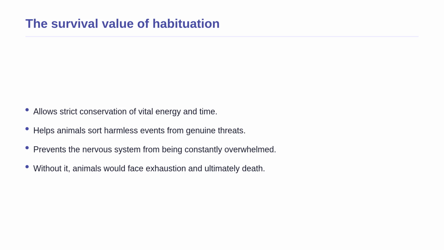Habituation allows animals to efficiently sort harmless, everyday occurrences from genuine threats or opportunities. Without this fundamental learning mechanism, an animal's nervous system would be constantly overwhelmed by useless information, leading to exhaustion and ultimately death.